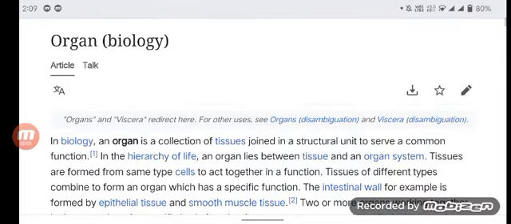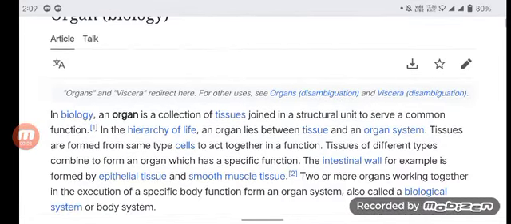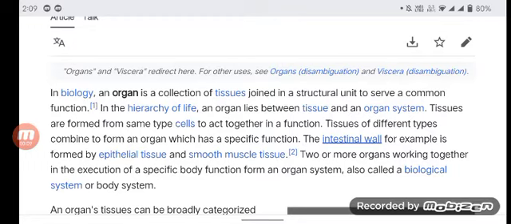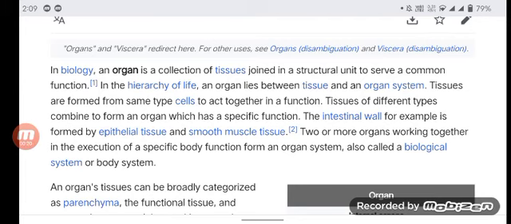Organ biology. In biology, an organ is a collection of tissues joined in a structural unit to serve a common function. In the hierarchy of life, an organ lies between tissue and an organ system. Tissues are formed from some type of cells to act together in a function. Tissues of different types combine to form an organ which has a specific function.